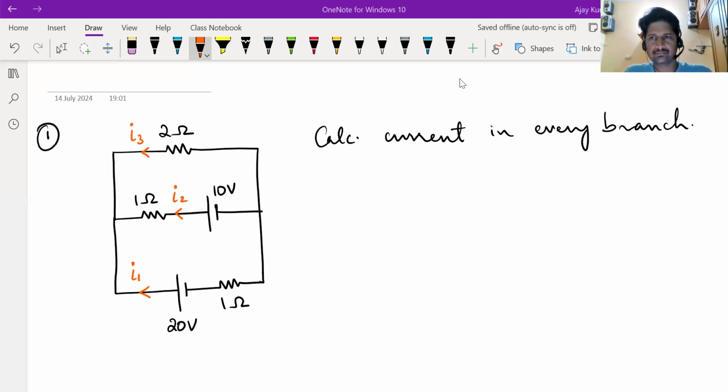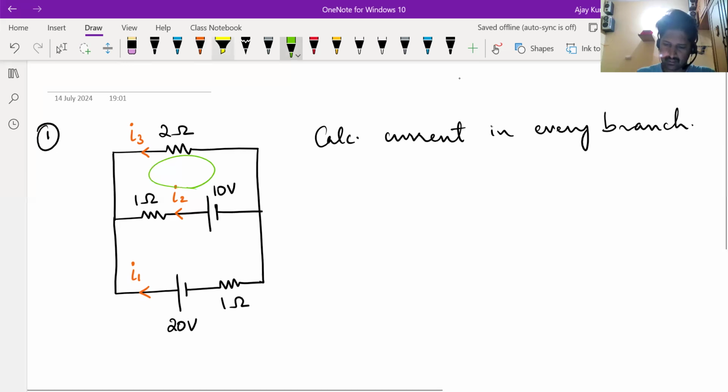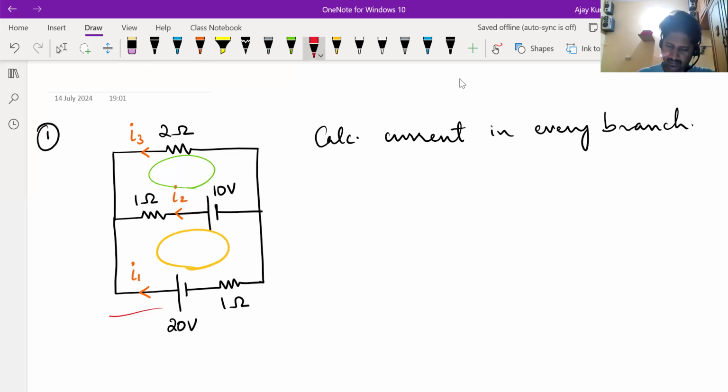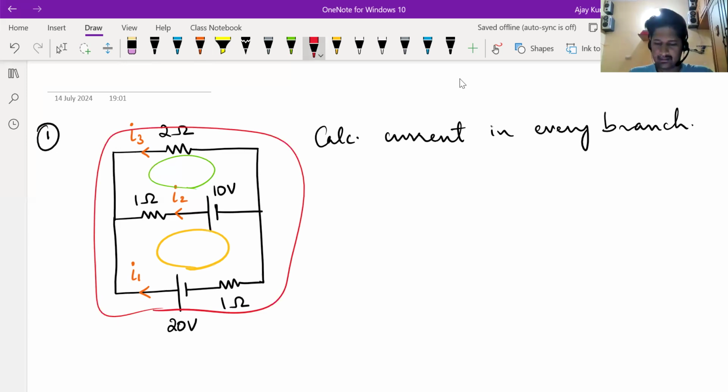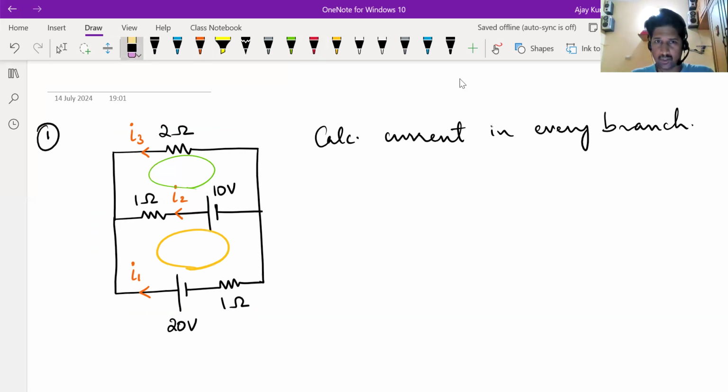Two equations for each of the smaller loops and one for the whole big loop. Okay, so you are saying we'll write 2 equations for the 2 smaller loops. I'll take one in green, one in yellow. And you are saying you will take one for the big loop like this. But see, if you write 2 equations for the smaller loops, let's call this the first equation and let's call this the second equation.